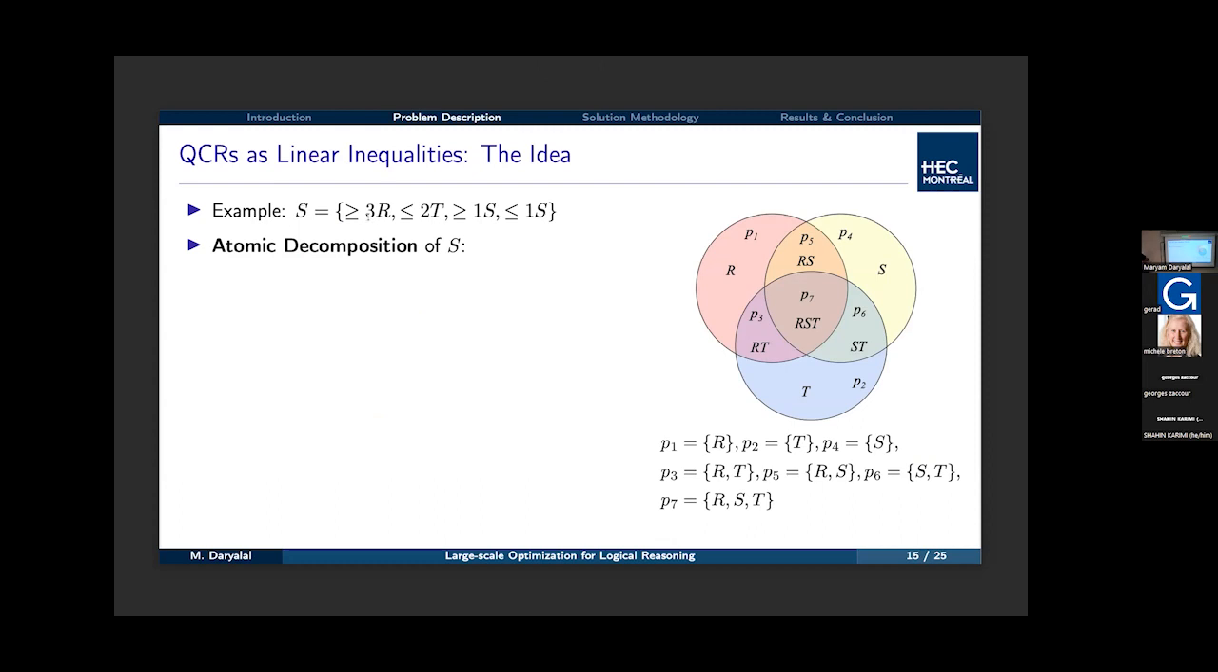In this simple example, I have these 4 restrictions. I have 3 roles, R, T, and S. And there are restrictions like greater than or equal to 3 R, less than or equal to 2 T. So I have these 4 restrictions, some of them greater than or equal to, some of them less than or equal to. The way this translation works, we call it atomic decomposition of this set, and it goes like this.